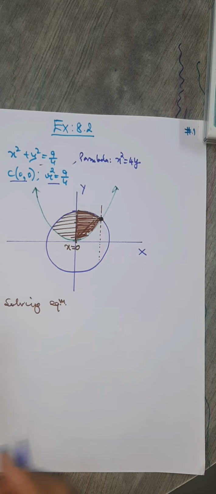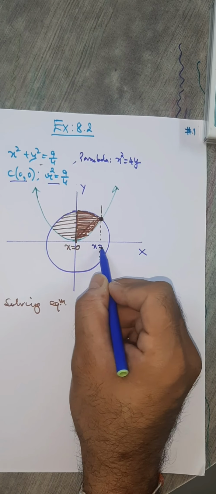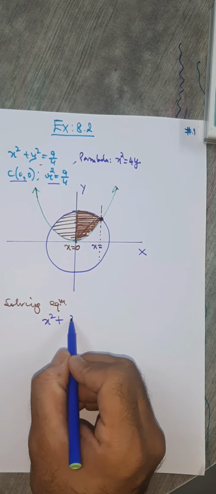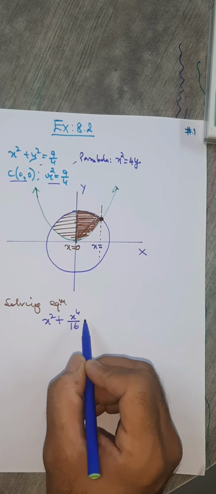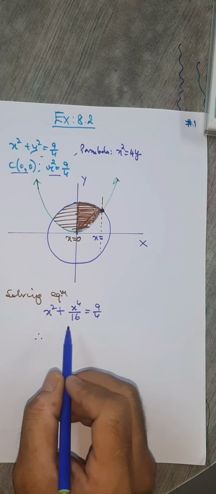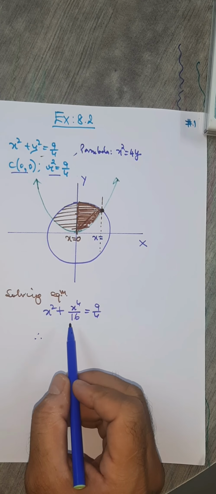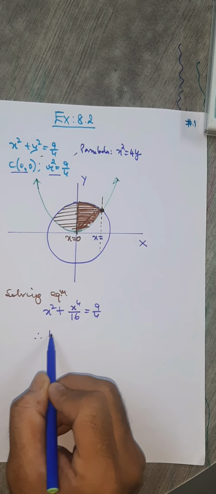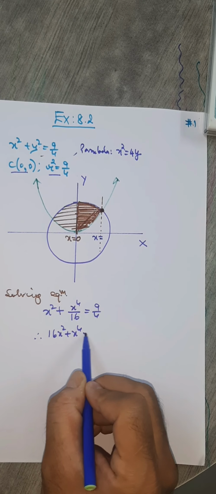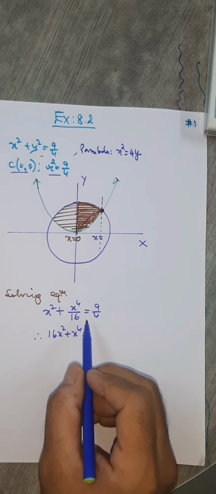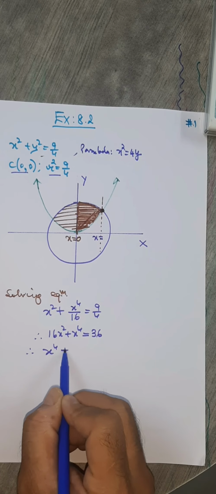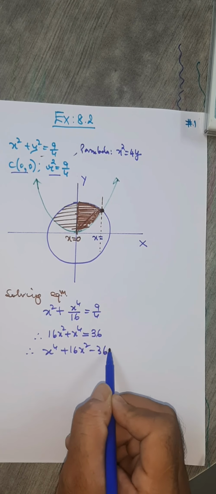So I need the x coordinate, remember. So I'll put the value of y over there. So x square plus, what is y square? That is x raised to 4 by 16 equals 9 by 4. So if I simplify this, this would be 16x square plus x raised to 4 equals, after taking LCM here, you will get 36. So x raised to 4 plus 16x square minus 36 equals 0.